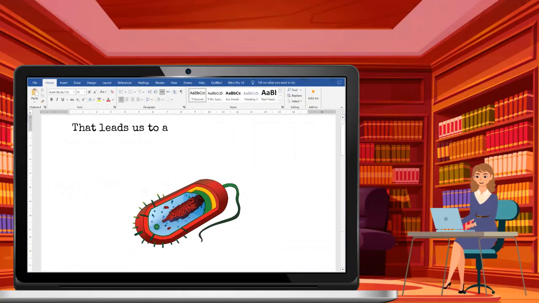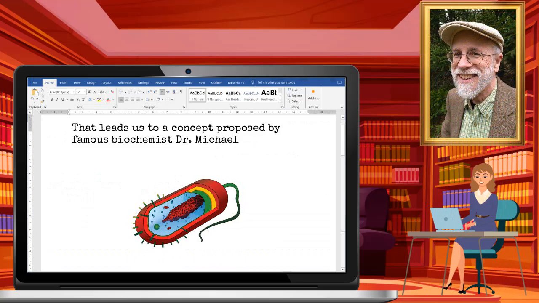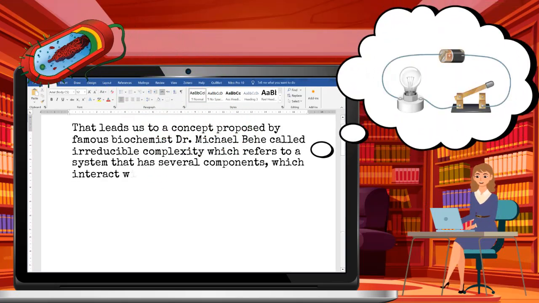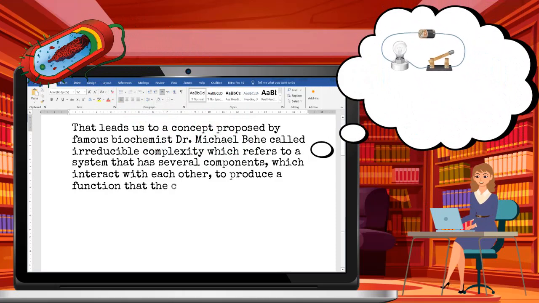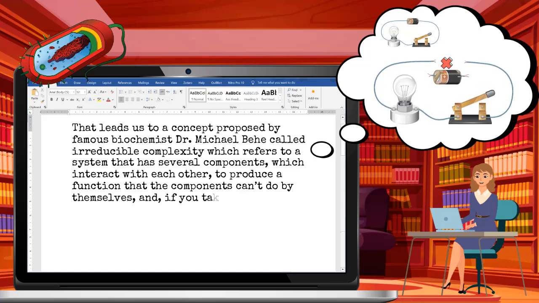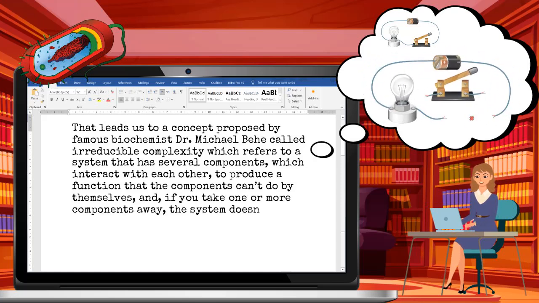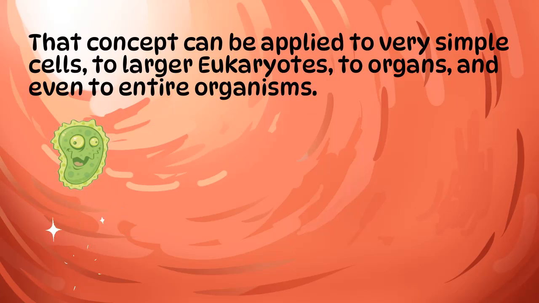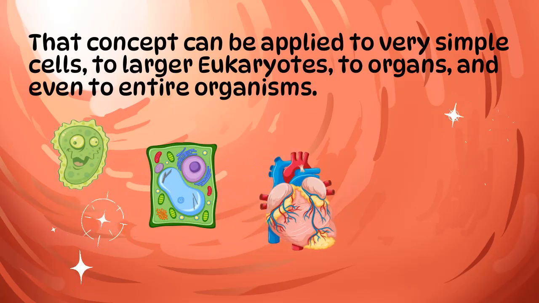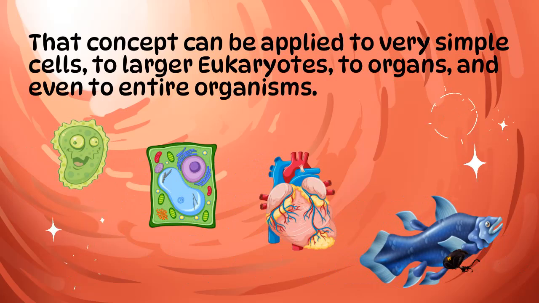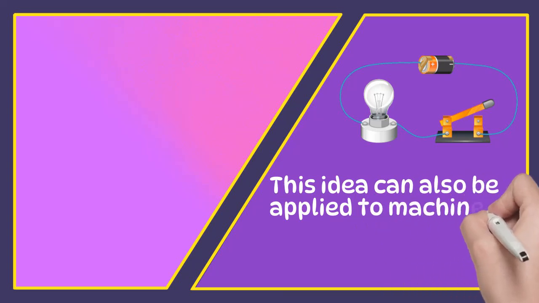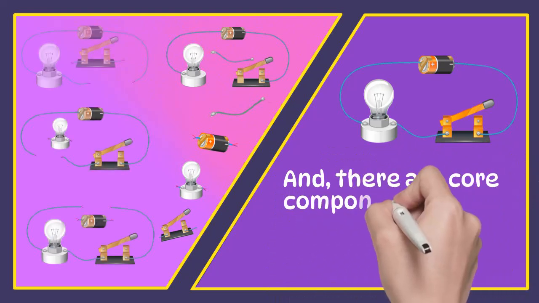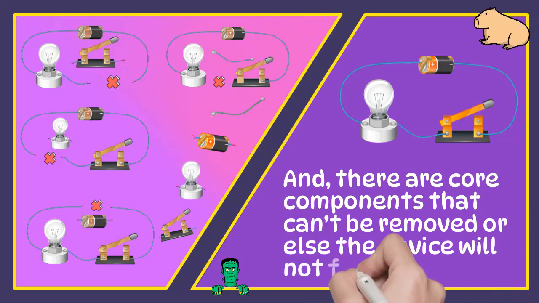That leads us to a concept proposed by famous biochemist Dr. Michael Behe called irreducible complexity, which refers to a system that has several components, which interact with each other, to produce a function that the components can't do by themselves. And, if you take one or more components away, the system doesn't work. So it is irreducible. That concept can be applied to very simple cells, to larger eukaryotes, to organs, and even to entire organisms. This idea can also be applied to machinery and equipment, as most devices are built from components. And, there are core components that can't be removed or else the device will not function.